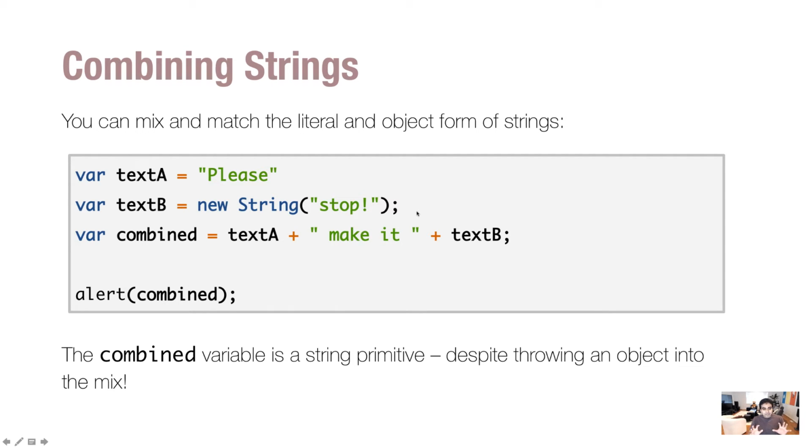Now the thing is, it doesn't matter what form your strings are in. In this case, it's a variable storing a literal, a variable storing an object, and a literal directly. And in the end, when you combine them all together, they all are displayed as normal text, and more specifically as a string primitive without the object thing around it. So keep that in mind.